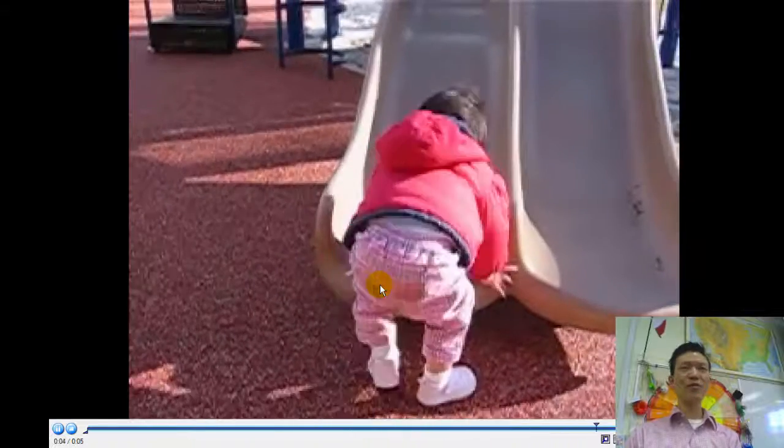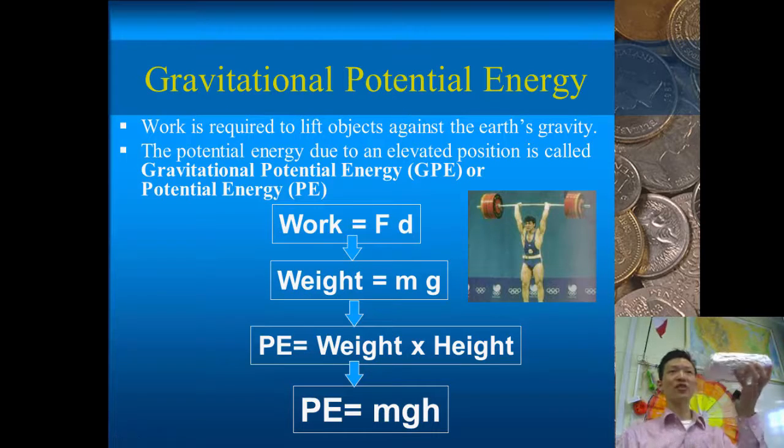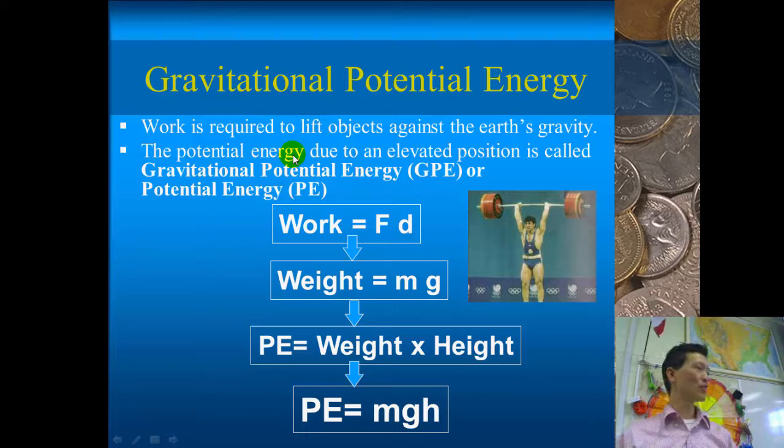Let's break down the last forms of mechanical energy. Gravitational potential energy. It takes work to lift an object against the Earth's gravitational field. So ironically, you can actually store energy in gravity. That's kind of weird, but it's actually an intuitive idea that people have used for a long time. The energy due to an object's position is called potential energy.